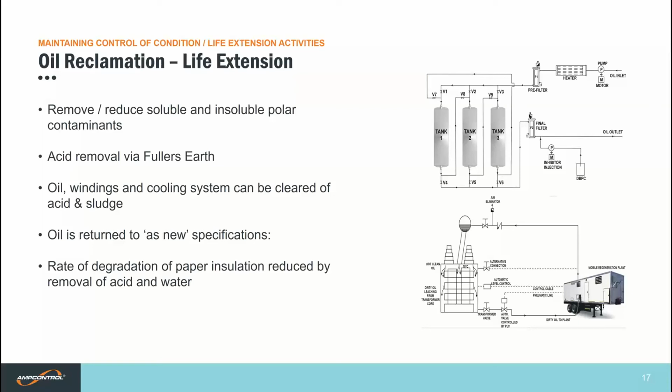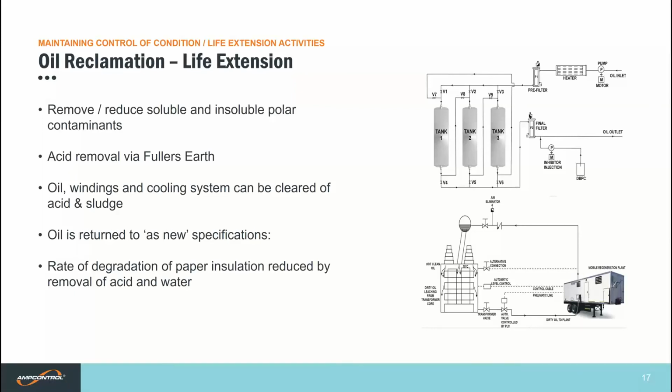The photo on the top right is a schematic of the systems that we use to treat transformer oil. Oil is degassed by heating and vacuum, and water is removed here. The oil is filtered, and then the oil is passed through these Fuller's earth columns, and this takes out acids and other oxidation products, and the oil is filtered again.